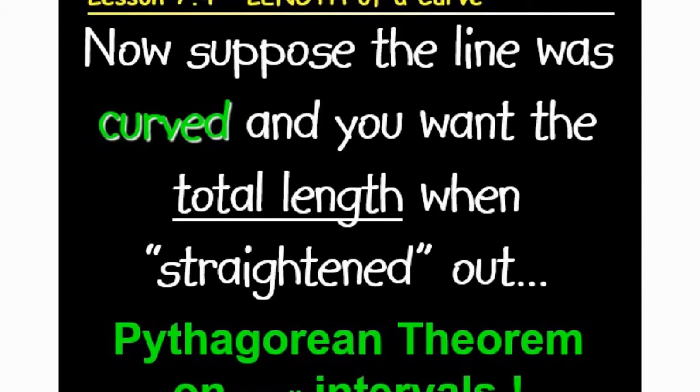Well, it turns out that if we did actually have a curved line and wanted to get that total length when it was straightened out, like the piece of string from the intro, we will simply use Pythagorean theorems on small intervals. It'll be as if we zoom in on that curve so much that we end up with a lot of little straight lines, a lot of little hypotenuses, and you'll find out that we'll be able to integrate, that is, add up all of those little hypotenuses and get a total length.